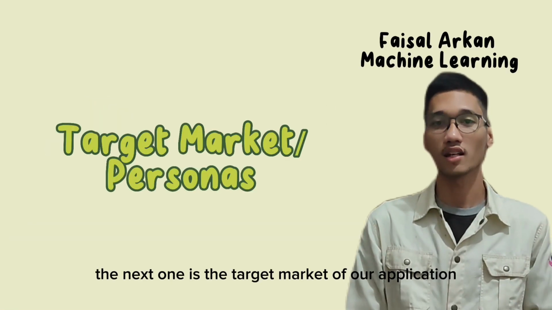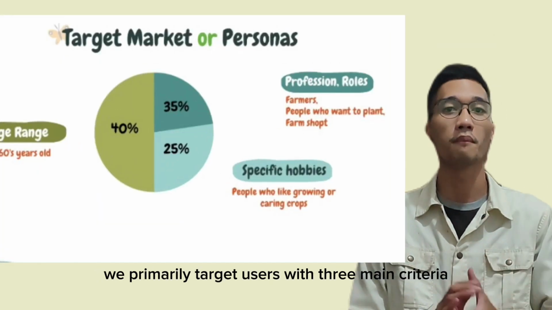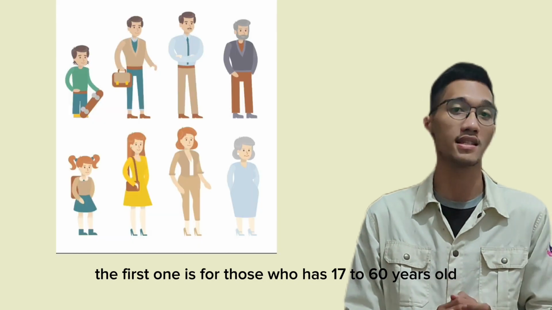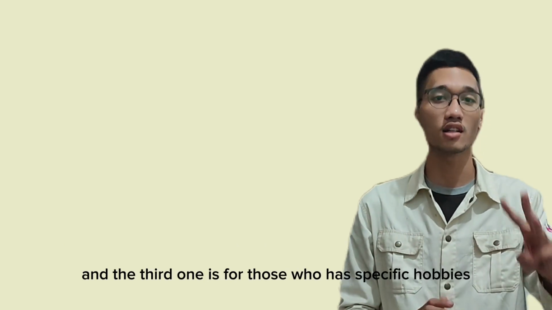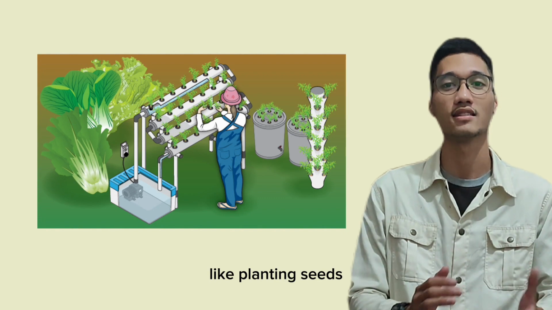The next one is the target market of our application. We primarily target users with three main criteria. The first is those who are 17 to 60 years old. The second is those who work as farmers. And the third is those who have specific hobbies, like planting seeds.